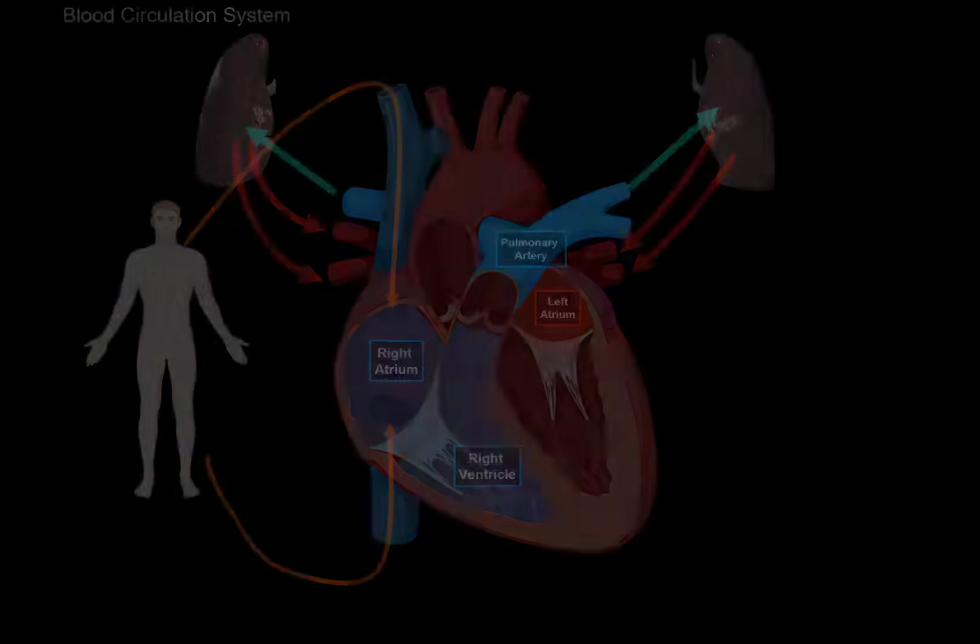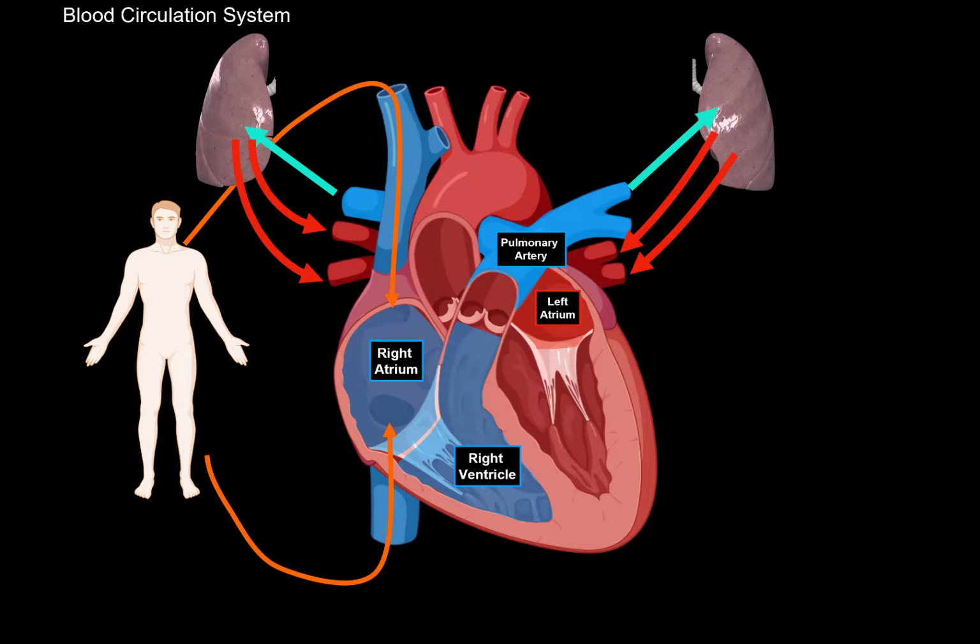Awesome. So now we have gone through the pulmonary circulation, which pumps oxygenated blood into the left atrium. The left atrium will now pump the blood through the bicuspid valve into the left ventricle, which will pump blood through the aortic valve into the aorta, and then to the rest of the body.